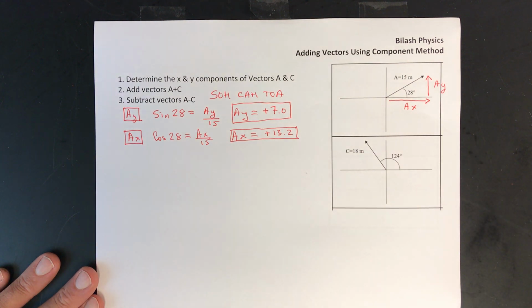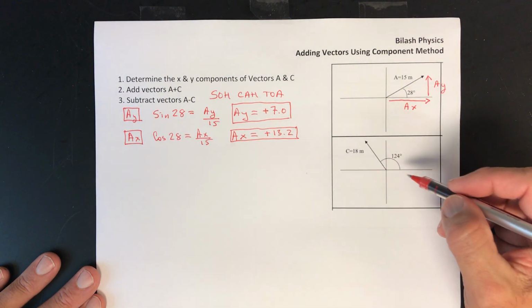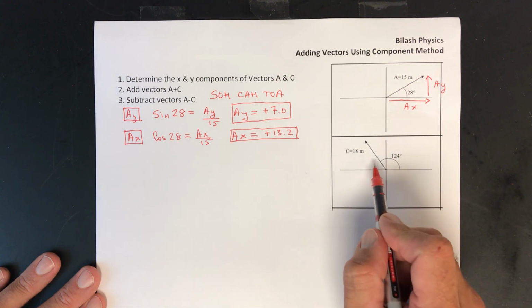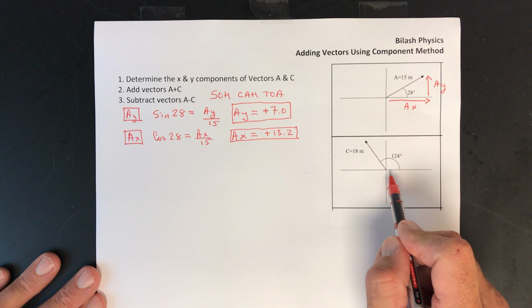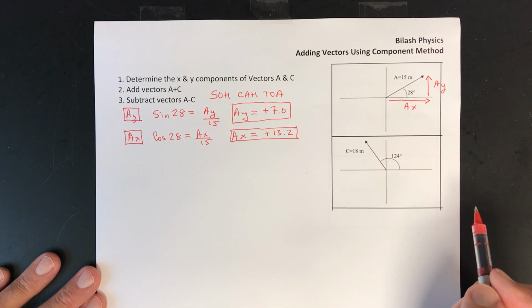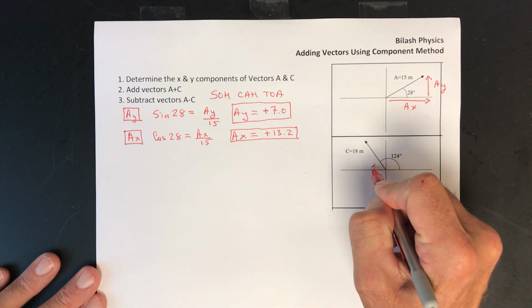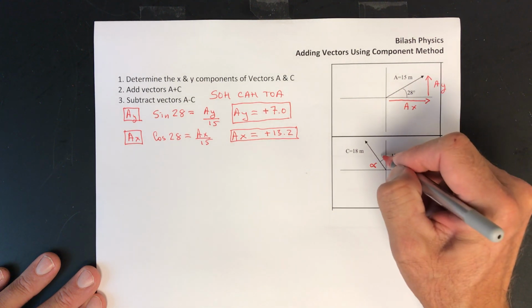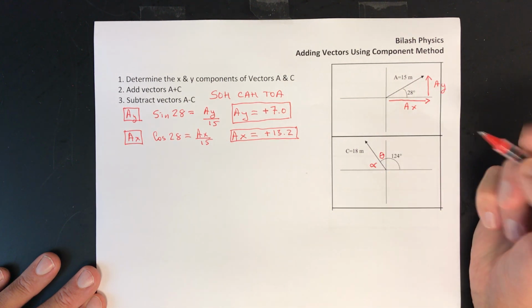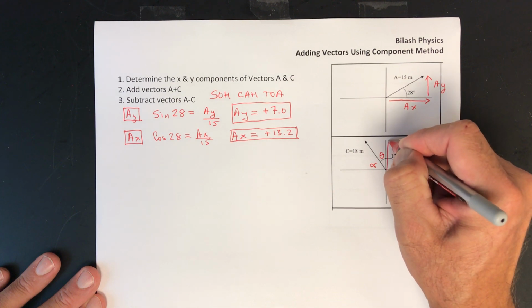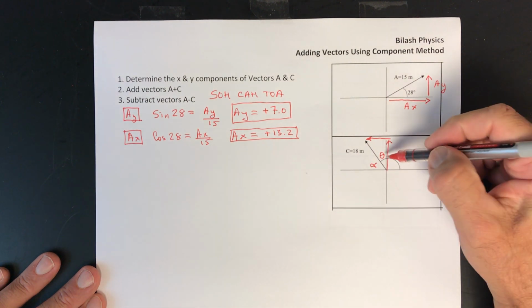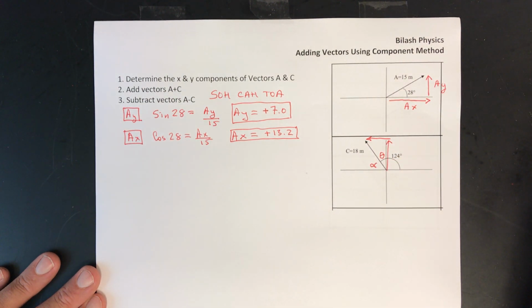Now C, I'm going to have to draw arrows, the component arrows for that. And we see that C is measured with respect to the x-axis, and the angle is 124. I could figure out what this angle here is, I'll call that alpha. But I'm going to figure out this one, I choose to do this one, theta.